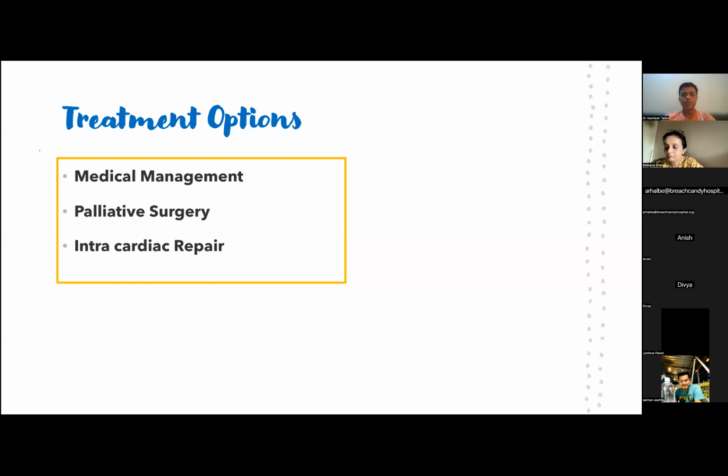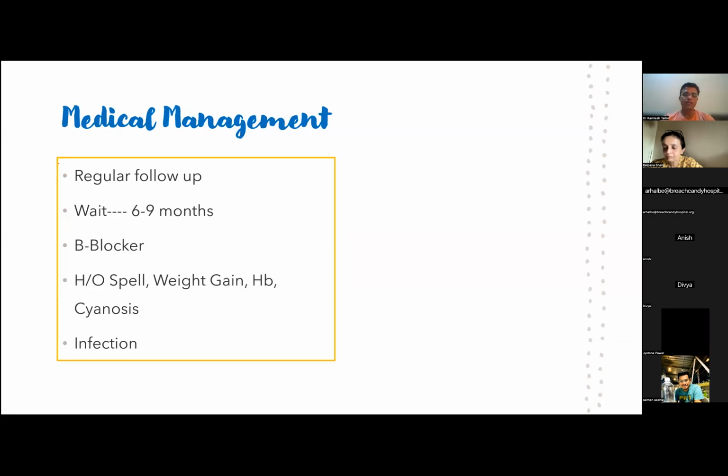There are three treatment options for tetralogy of Fallot. One is medical management, the other is palliative surgery, and the third is total intracardiac repair or ICR. For medical management, if a child comes at 3 or 4 months, usually in most centers in India, with not much cyanotic history, not much cyanotic spell, then they go for regular follow-up, monthly or maybe every 15 days, depending on the symptoms. Try to wait for 6 to 9 months here. It is important. We'll discuss later why 6 to 9 months.